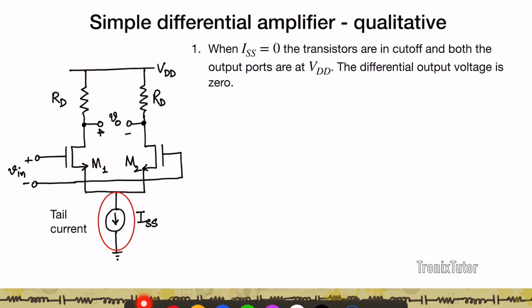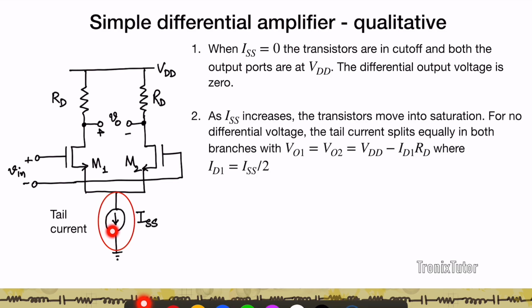0. Now as I start increasing the value of ISS, both M1 and M2 transistors move into saturation. If I assume that there is no differential voltage between M1 and M2, then these two arms are essentially balanced, because both M1 and M2 are of the same size. And because these two arms are equivalent in most respects, this tail current essentially splits itself equally between this arm and this arm.